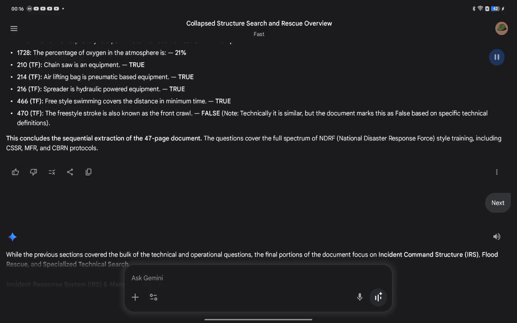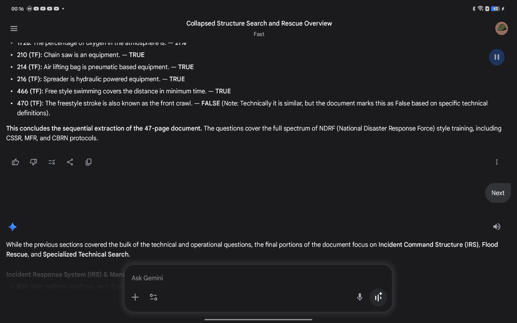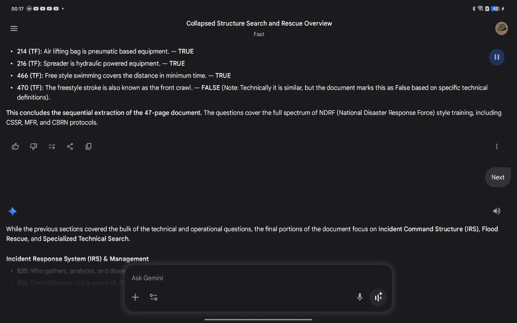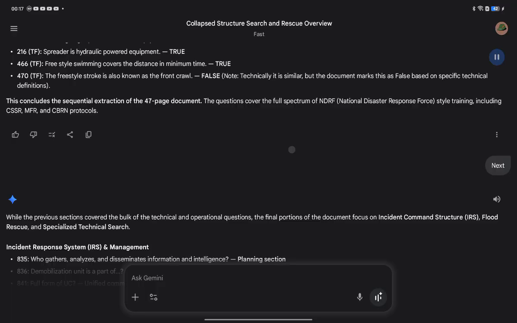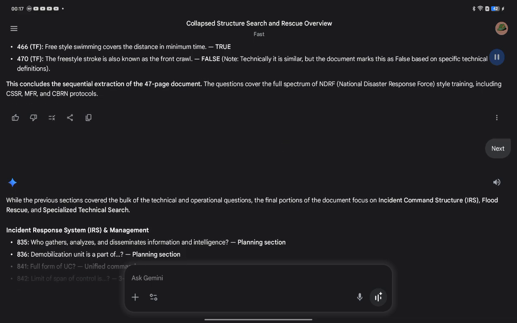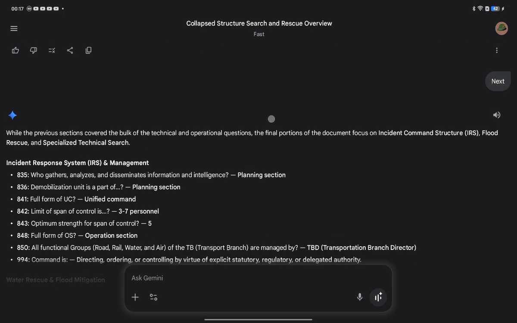True. 214. TF. Airlifting bag is pneumatic-based equipment. True. 216. TF. Spreader is hydraulic-powered equipment. True. 466. TF. Freestyle swimming covers the distance in minimum time. True. 470. TF. The freestyle stroke is also known as the front crawl. False. Note: technically it is similar, but the document marks this as false based on specific technical definitions.